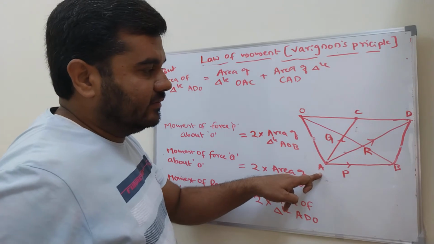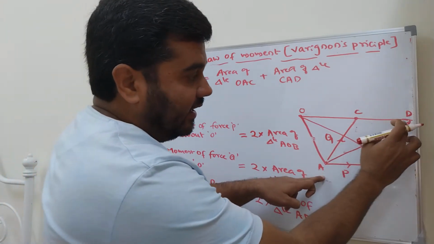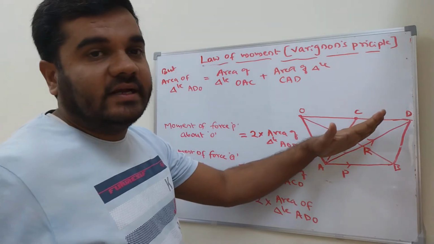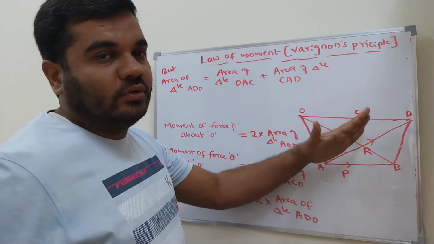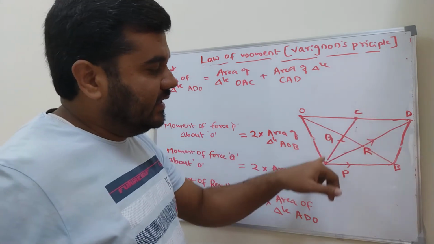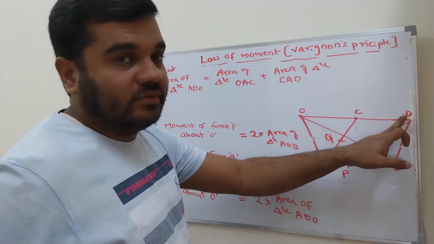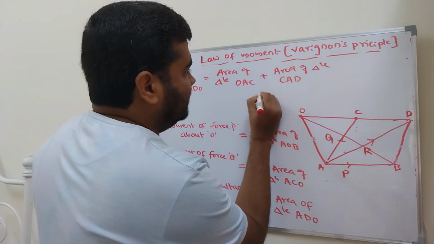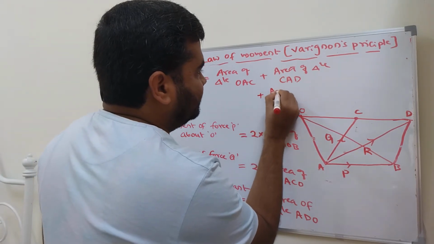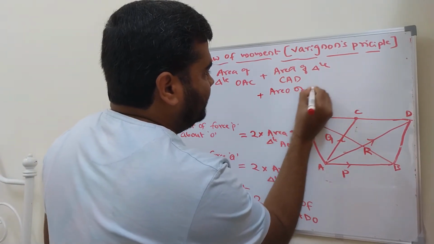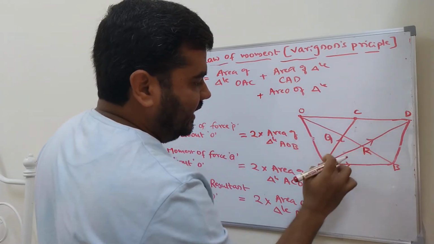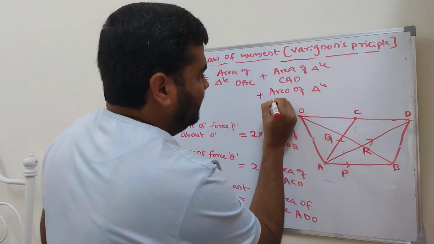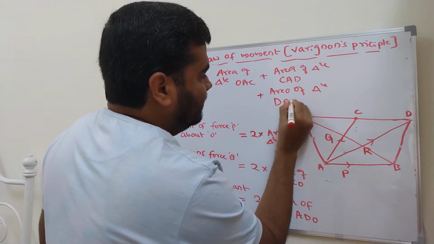Is CAD the same as the area of DAB? Because it is a parallelogram, the diagonal exactly divides the area. So, can I write the area of CAD is equal to the area of DAB? The area of triangle CAD is nothing but the area of triangle DAB. Will you agree?